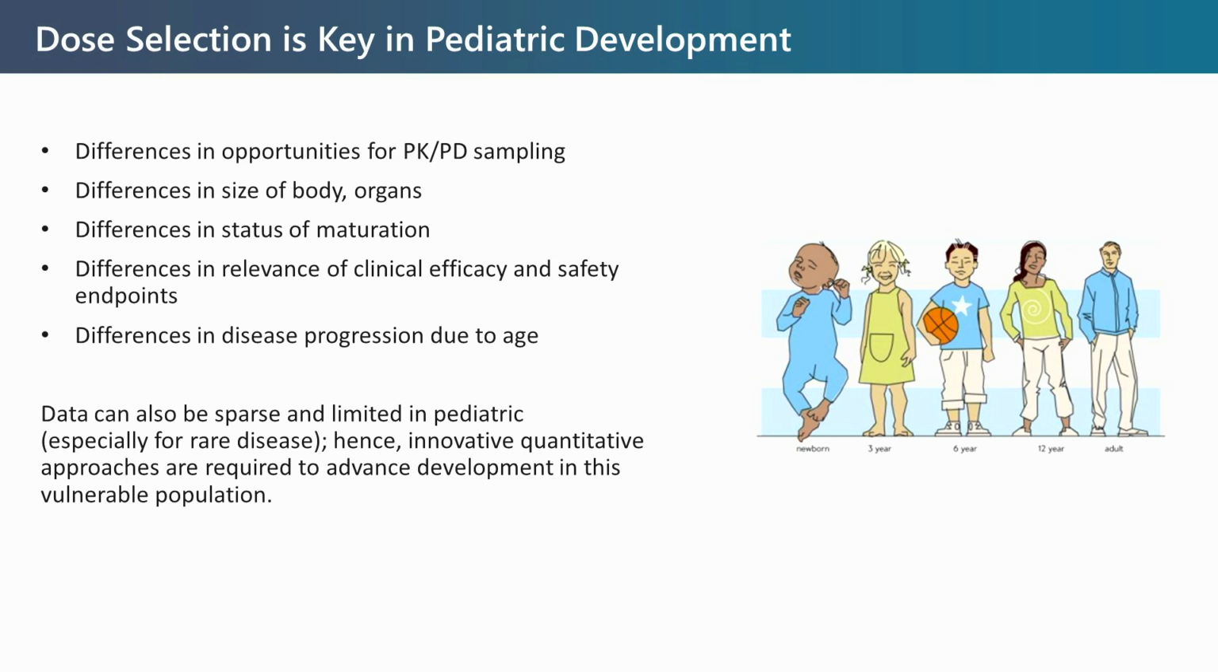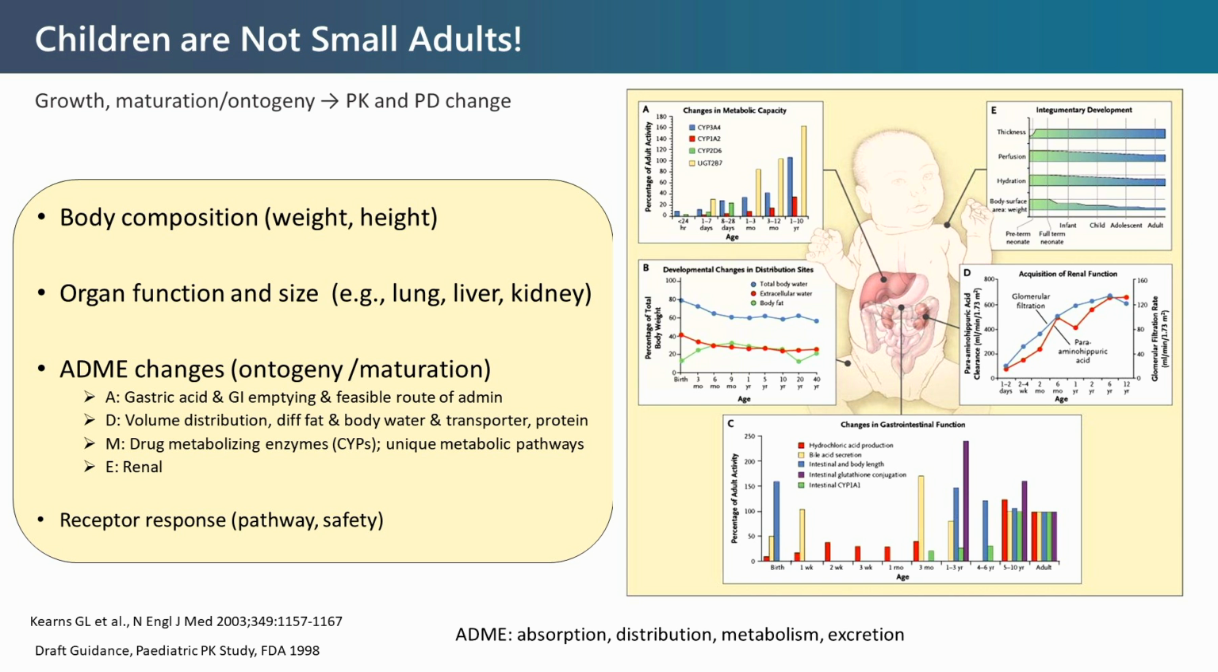Data collected from the pediatric population can also be sparse in terms of sampling points and sample size, in particular very limited for rare disease, and therefore innovative quantitative approaches can be useful to advance development in this vulnerable population with limited data. Due to all these considerations, we need to study children in much more detail and bear in mind that children are not small adults.